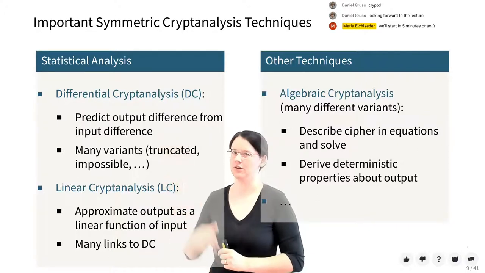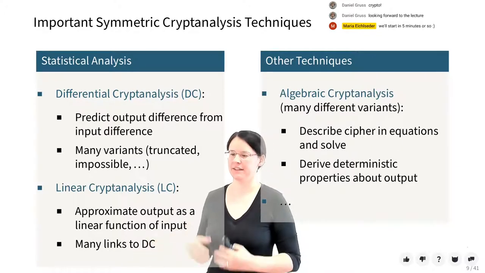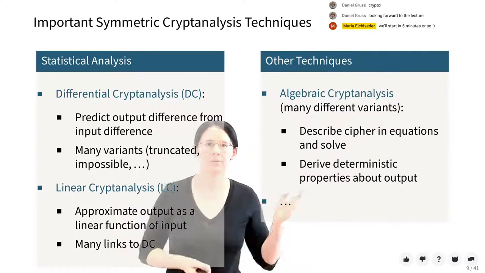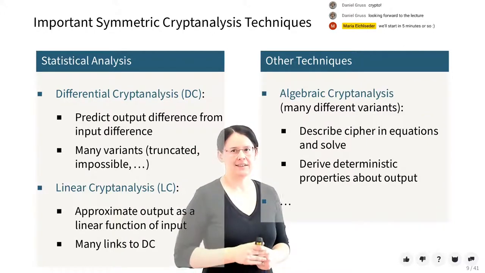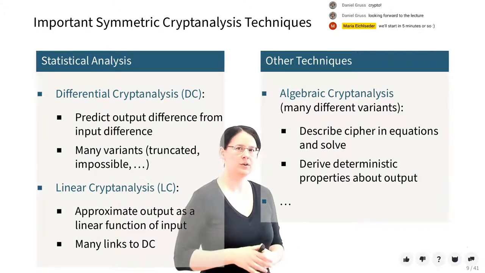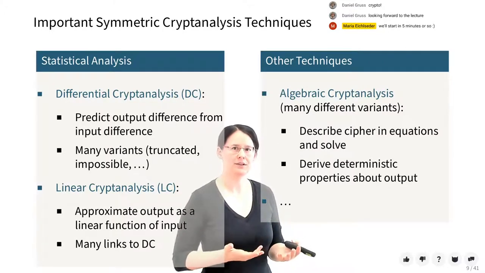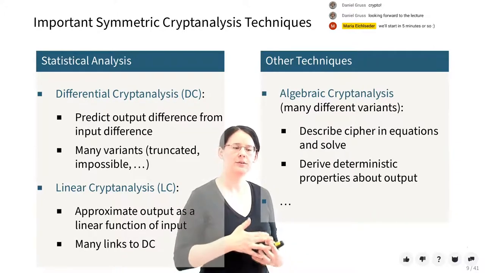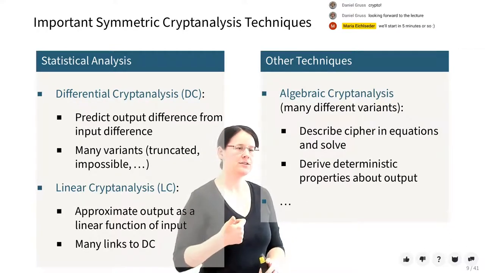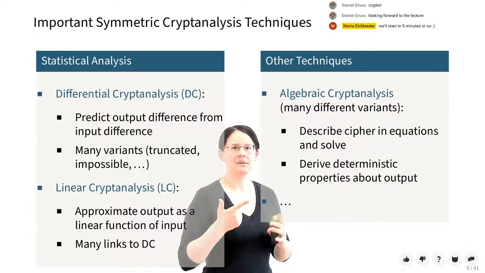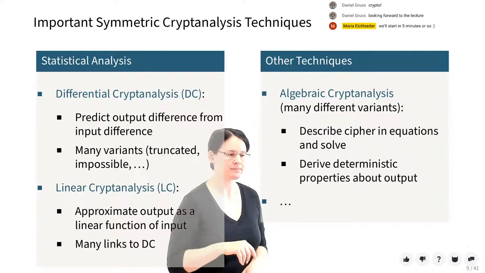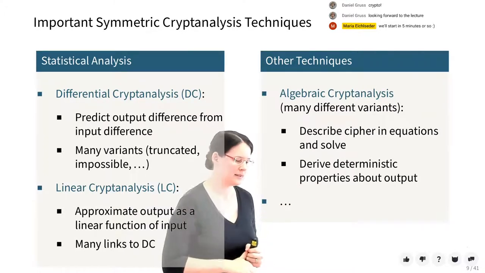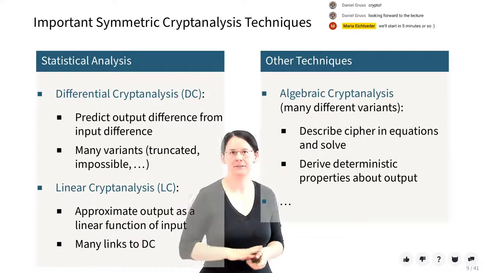Actually, these two have many things in common, for example, the concept of characteristics, how to do key guessing, and so on. So we are going to look at these two first in the next few lectures. But we will also see some algebraic techniques. These are techniques that do not work using properties that hold only sometimes or with some bias, but that always hold. For example, they can describe the entire cipher as an equation system and try to solve it to derive a key or determine some deterministic properties about the output, stuff like that. So here we have less of this success probability effect involved. And methodically it works quite differently from these ones here.